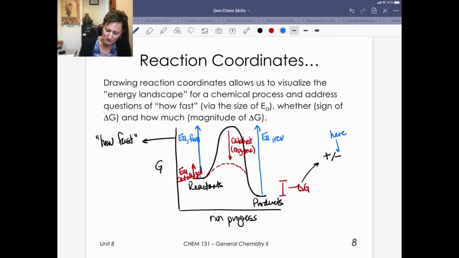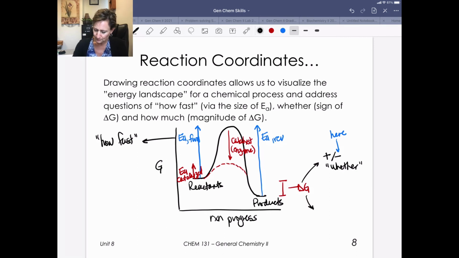The sign of this tells us the spontaneity. So this is the whether piece: whether this is spontaneous or not. Remembering that a negative delta G is a spontaneous process. So as we've drawn this here, this is a spontaneous process.